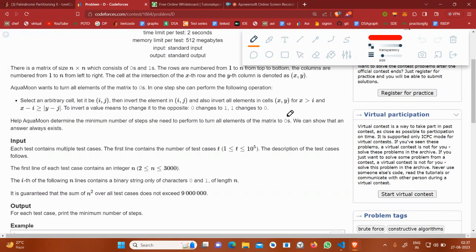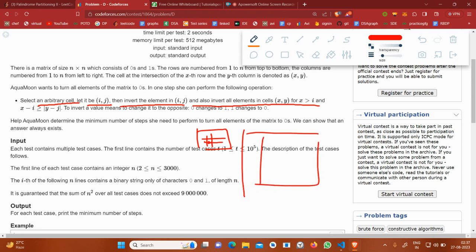we have to select an arbitrary cell (i, j), then invert the element in (i, j). So basically, if there is a matrix and we have to select (i, j), we also invert all elements in the cell (x, y).